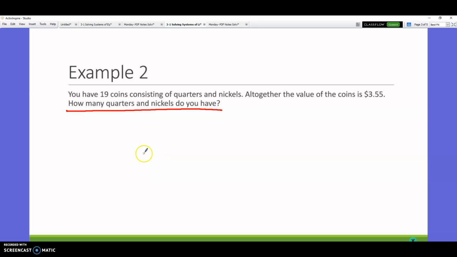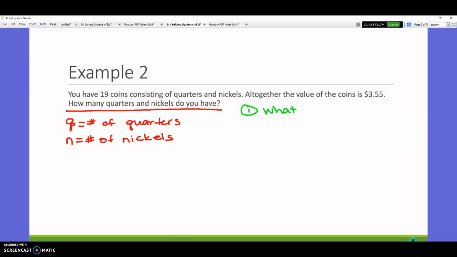So, solving this, I would use variables that make sense. I would say Q is equal to the number of quarters, and I would use N as the number of nickels. Okay? So figure out what your variables are first. That should be step number one. What are the variables? Label your variables. Now, find the information. So find any total values.